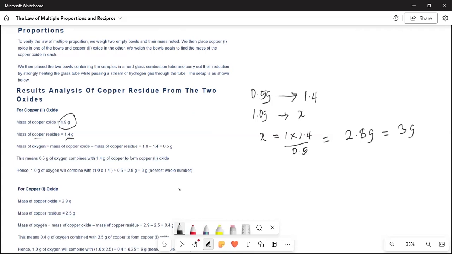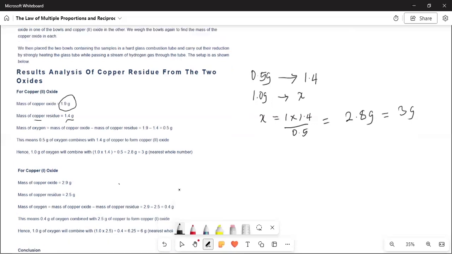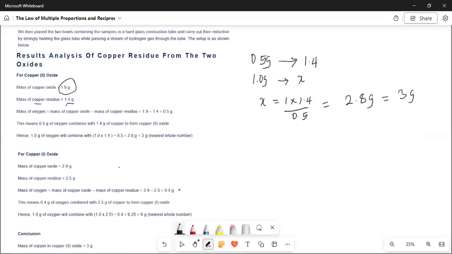Let's do the same thing for copper 1 oxide. When we measured the oxide before reduction, the mass of copper 1 oxide was 2.9. Then we carried out reduction to obtain copper residue, and the mass obtained was 2.5. So the mass of oxygen will be the mass of copper oxide minus the mass of copper residue, and that is 2.9 minus 2.5, which is 0.4. So this 0.4 is the amount of oxygen in copper 1 oxide.